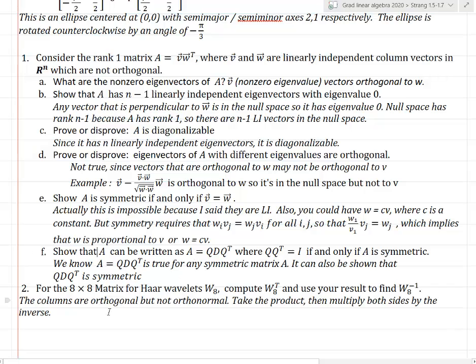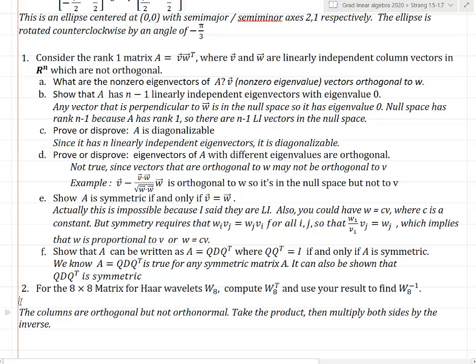All right, so for a brief add-on, let me talk about problem number 2. For the 8 by 8 matrix for Haar wavelets, compute W8 transpose W8 and use your result to find W8 inverse. Okay. So if you multiply out, W8 is kind of an extension of W4. So you want to follow the same pattern as the columns of W4.